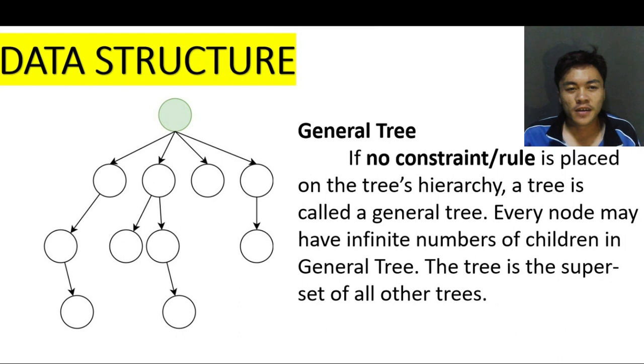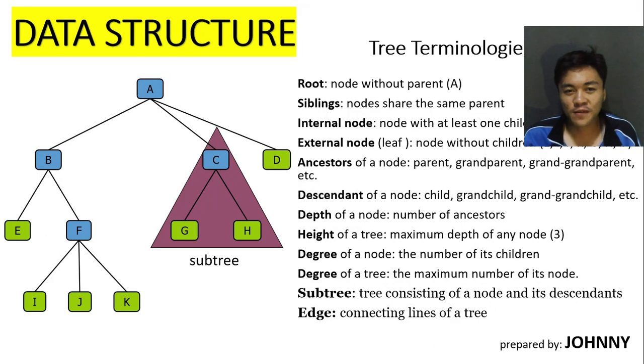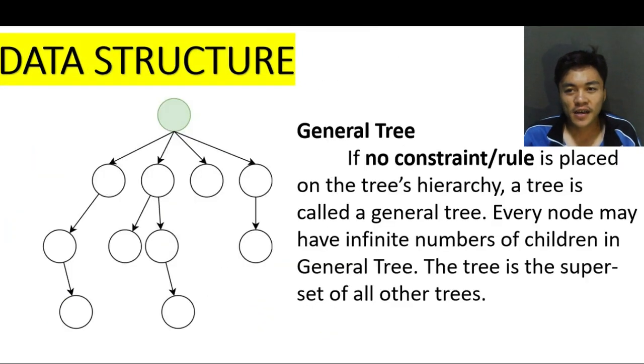The general tree. If no constraint or rule is placed on the tree's hierarchy, a tree is called a general tree. Every node may have an infinite number of children in a general tree, and the general tree is a superset of all other trees. Well, the previous tree samples I gave you were general. As you can see, this tree can bear as many children as it wants with no restraints. So basically, the general tree is a tree of no rules.